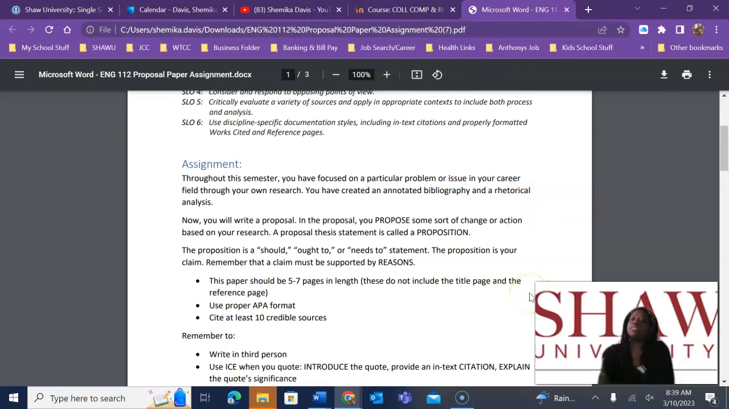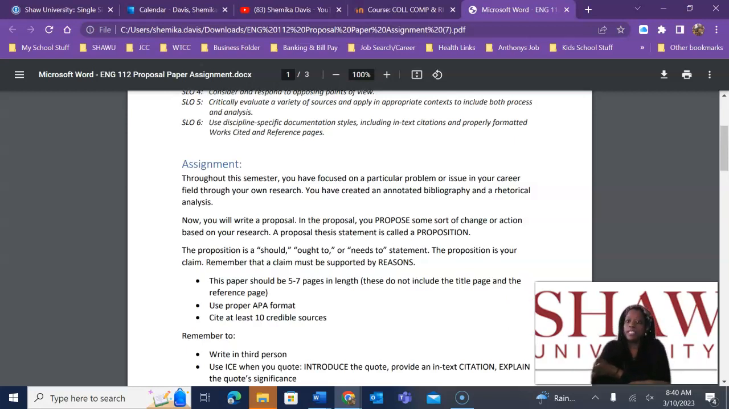This paper is going to be 5 to 7 pages long. That doesn't include, obviously, your title page and your reference page, so keep that in mind. You have to use proper APA. We've been using APA this whole semester, and your 10 credible sources. Now, don't freak out on me. I've had a couple of folks in my seated classes who are like, 10 credible sources? Well, yeah. You guys have already picked out those sources in your annotated bibliography. So we've already done that work. You're halfway there.